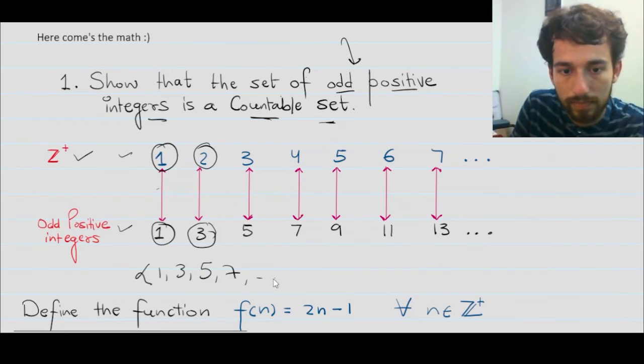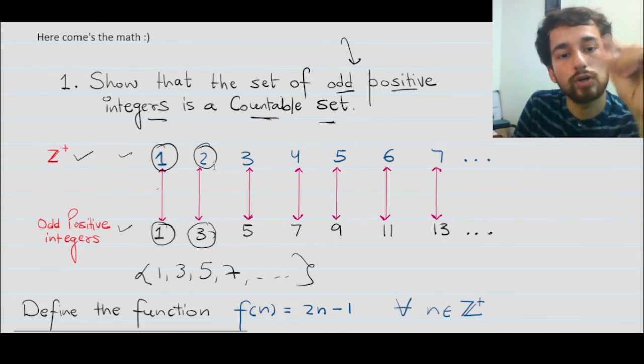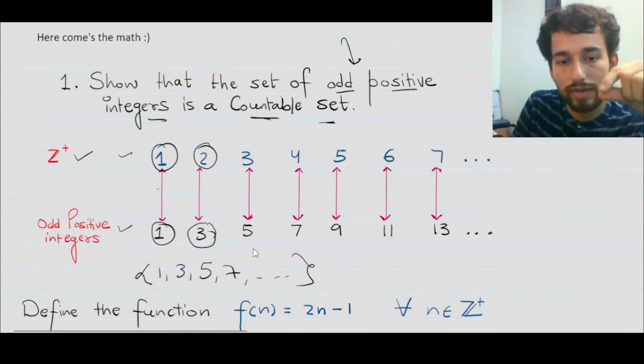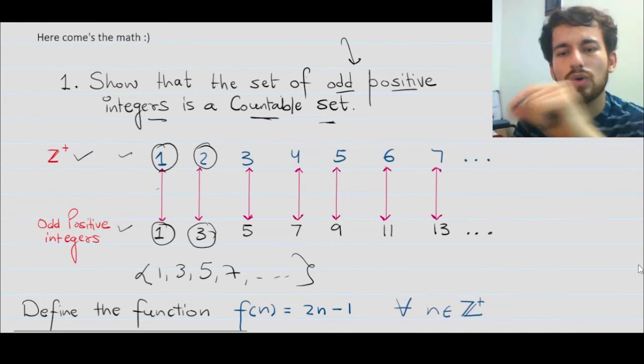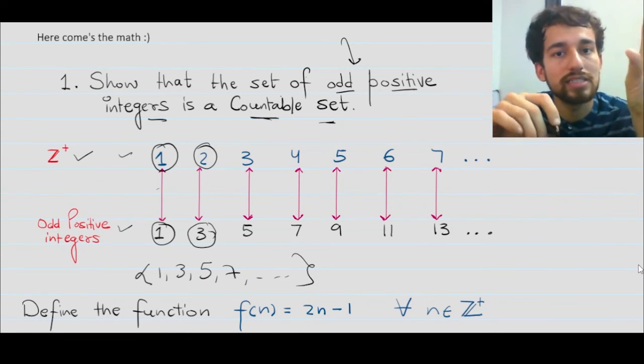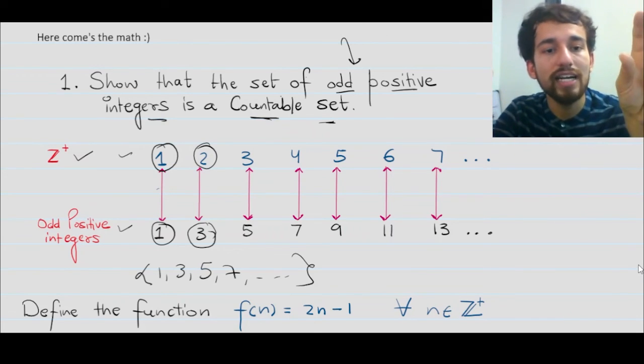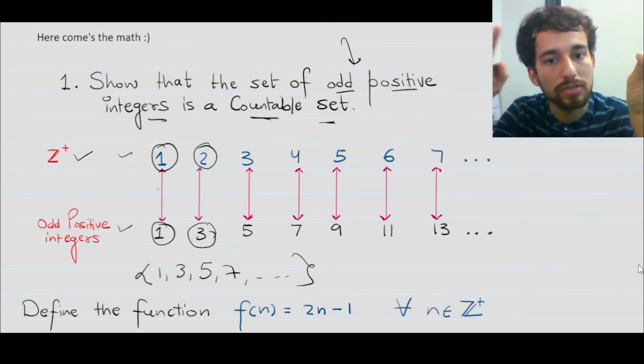In this set of odd positive integers, the second position is 3, which is where we mapped the natural number 2. We mapped 3 to 5, 4 to 7, and so on. So we have established a well-defined mapping from the set of natural numbers to the set of odd positive integers. We have defined a mapping which is both 1-to-1 and onto from the set of natural numbers to the set of odd positive integers.